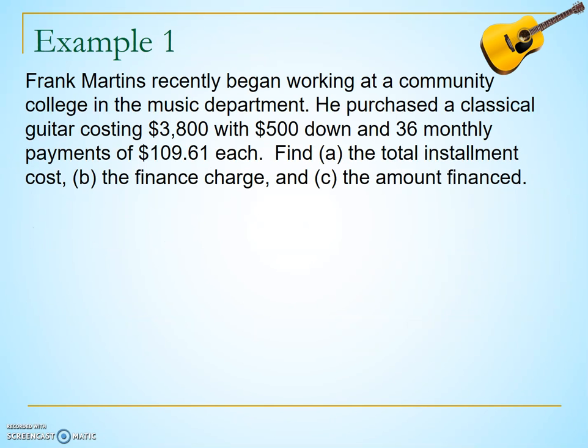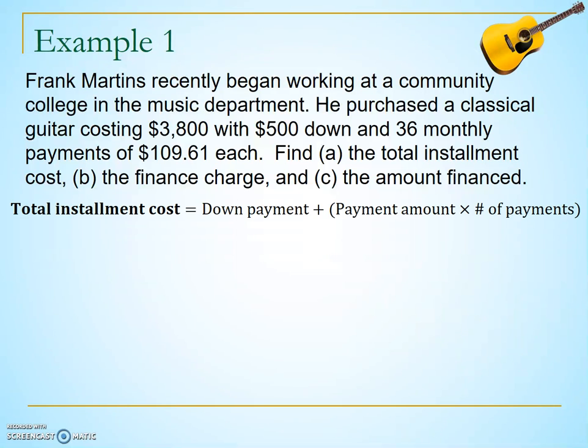Frank Martins recently began working at a community college in the music department. He purchased a classic guitar costing $3,800 with a $500 down payment and 36 monthly payments of $109.61 each. Find the total installment cost, the finance charge, and the amount financed.